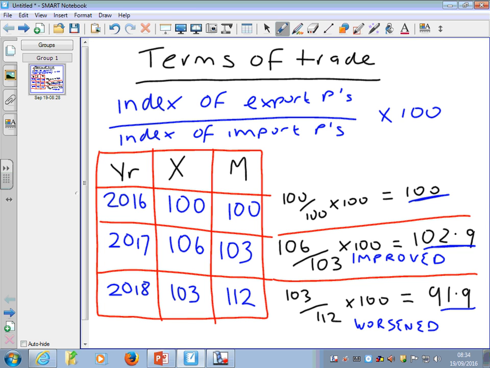Now what this shows me is that our terms of trade have worsened. What that basically means is that for our original volume of exports, we can only buy 91.9% of our imports. So our terms of trade have worsened.